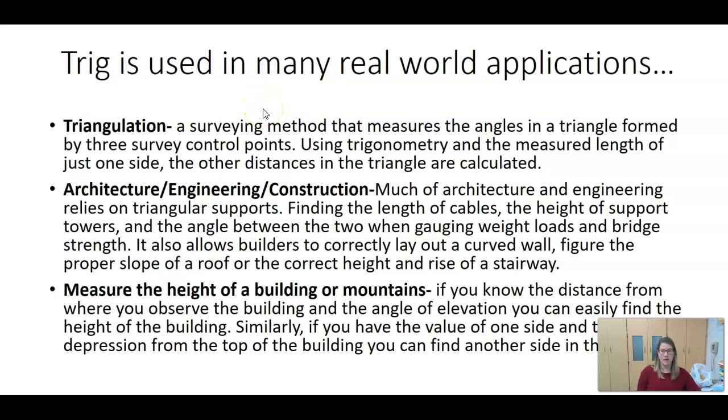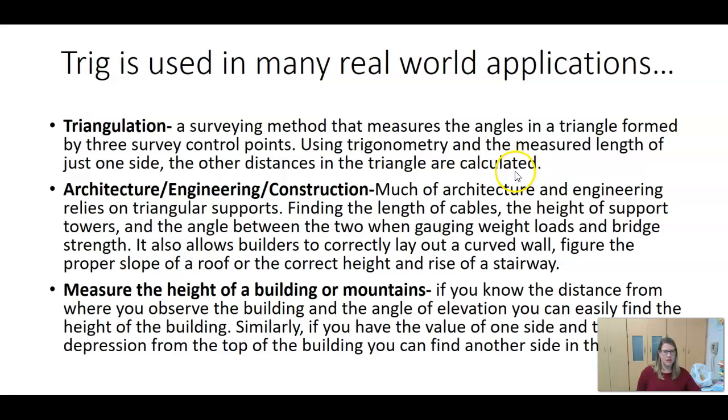This is definitely not all of them, there are plenty, but I just wanted to bring up a few examples. So triangulation is a surveying method that measures angles in a triangle formed by 3 survey control points. Using trigonometry and the measured length of one side, the other distances in the triangle can be calculated. So it's used a lot in surveying, in architecture, engineering, and construction. My dad was a construction manager at the University of Utah for many, many years, and he said that he used trigonometry all the time.